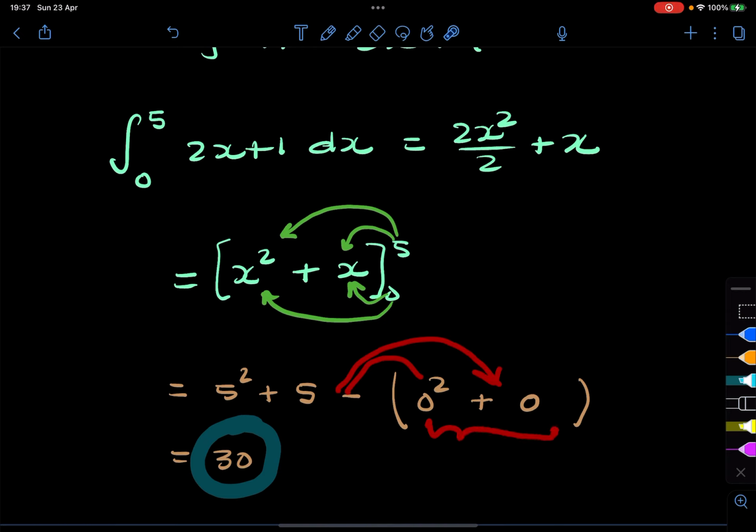So if you use BIDMAS, it means you add these together before subtracting. If you don't want to use BIDMAS, if you just want to remove the brackets, you can multiply this out. So that is how you deal with definite integrals.